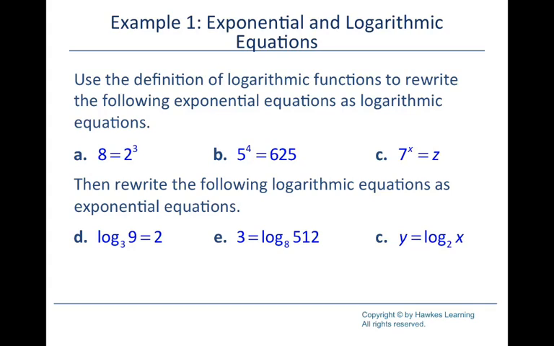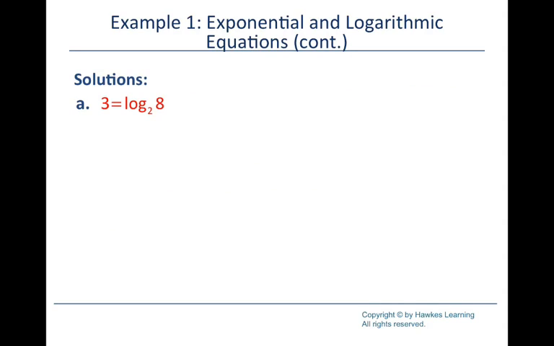Alright, it says use the definition of a logarithmic function to rewrite the following exponential functions as log equations. So we have 8 is equal to 2 cubed, 5 to the 4th equals 625, and 7 to the x equals z. Those are all exponential functions, and we're going to logarithmic functions. So we had 8 equals 2 cubed. It's going to be log base 2 of 8 equals 3.